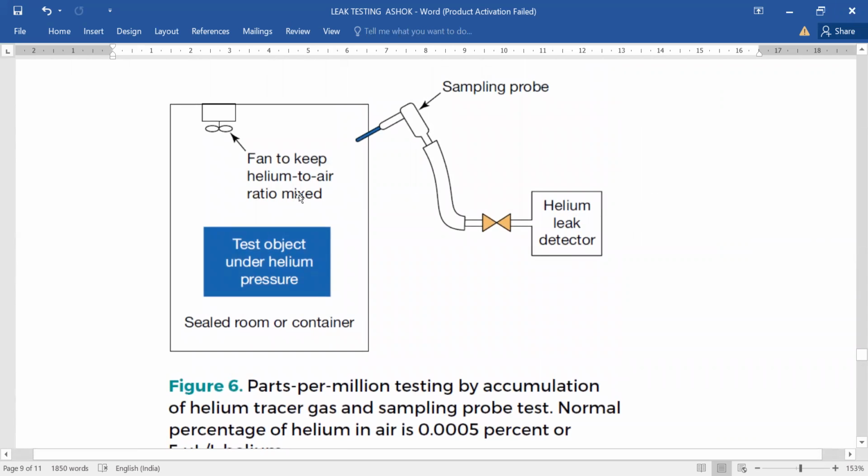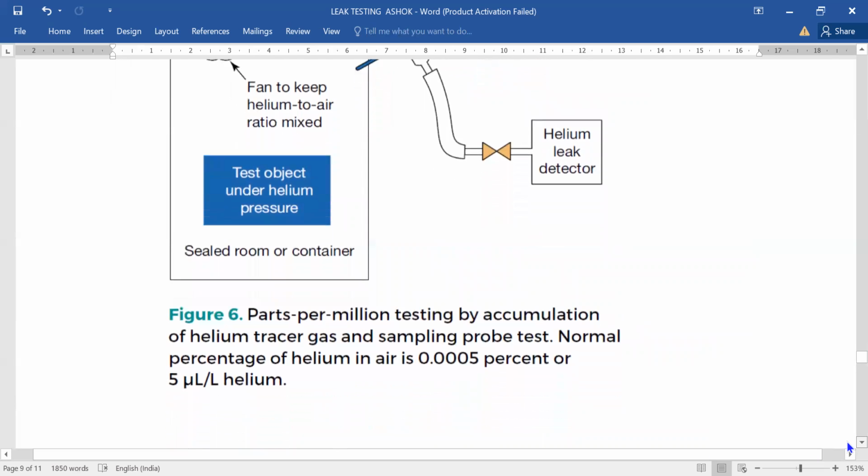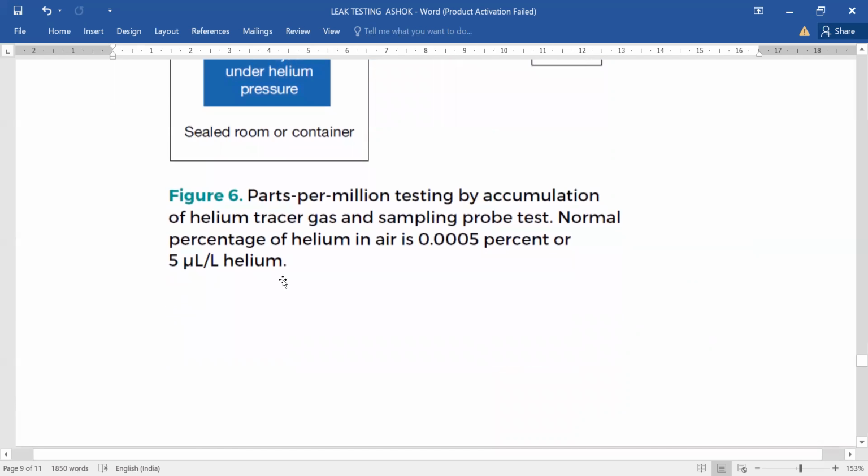There is a fan to keep the helium air mixture uniform, a test object under helium pressure, a sealed room container, a sampling probe, and a helium leak detector. So this is parts per million testing by accumulation of helium tracer gas and sampling probe test. The normal percentage of helium in the air is 0.0005 percent, or 5 microliters per liter of helium. So this is in air.